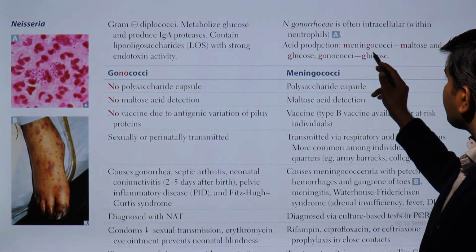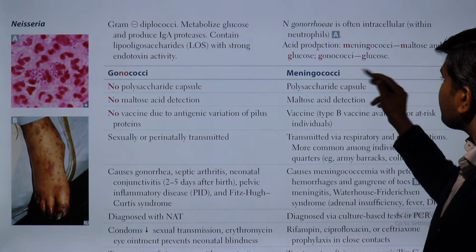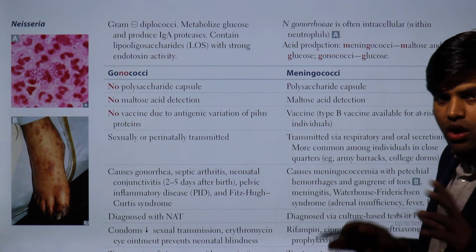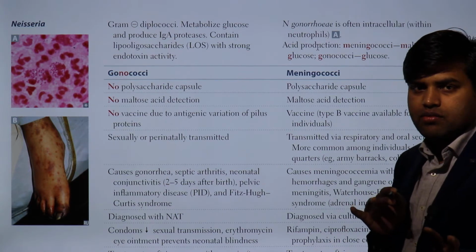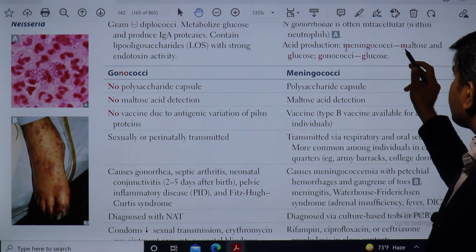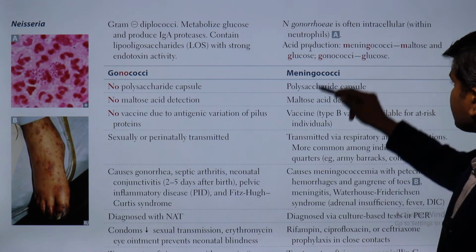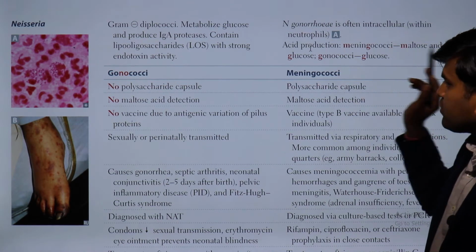Acid production: meningococci have maltose fermentation and glucose both, whereas the gonococci only ferment glucose. That we have already known, how to differentiate these two organisms. Neisseria meningitidis, maltose, M for M. So Neisseria meningitidis can ferment maltose, while gonococci do not, but both ferment glucose.